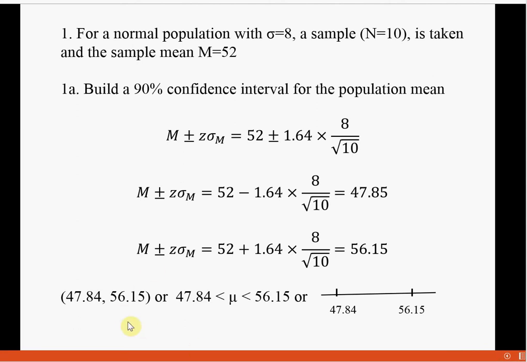So this interval has a 90% probability of enclosing the true population mean. If you build 100 of such intervals from 100 samples, 90 of them enclose the true population mean, and 10 of them do not. That's the meaning of a 90% confidence interval.